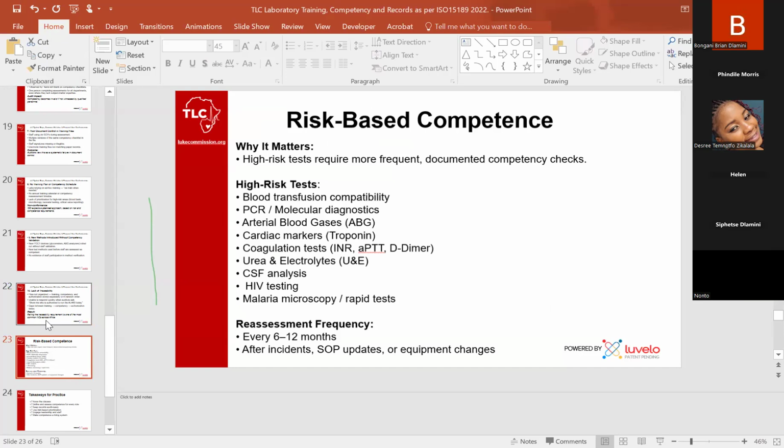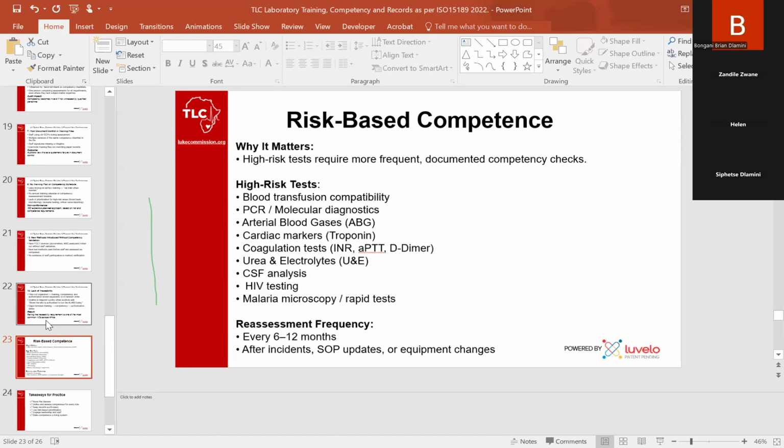I just want to touch quickly on high-risk competence. Why does it matter? High-risk tests require more frequent documented competency checks. That will differ for which department you're in, which lab you're in, but from my experience: blood transfusion compatibility, PCR, arterial blood gas, cardiac markers, troponin, coag tests, PT, PTT, D-dimer, urea, potassium in particular, CSF analysis, any HIV testing, malaria microscopy. These are high-risk tests.